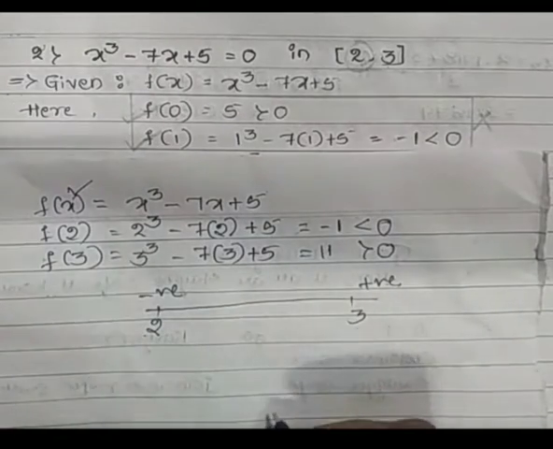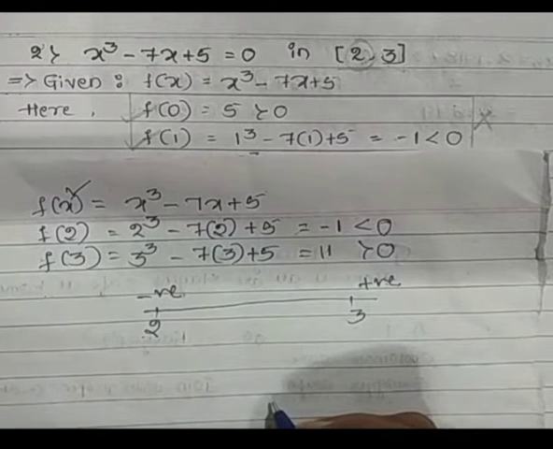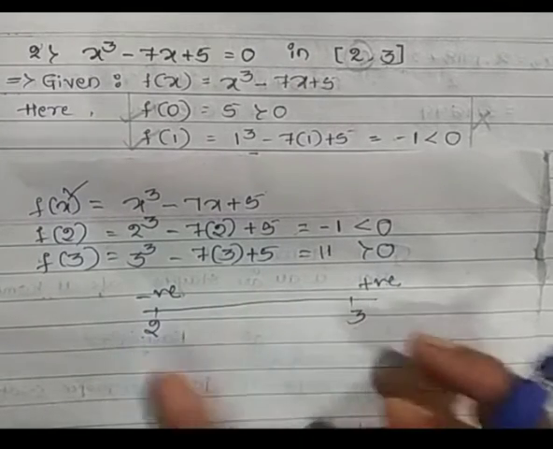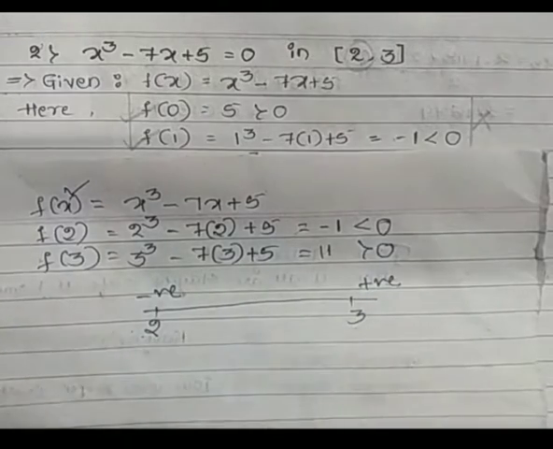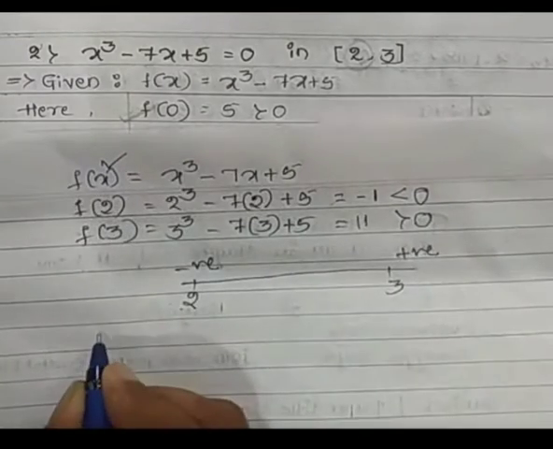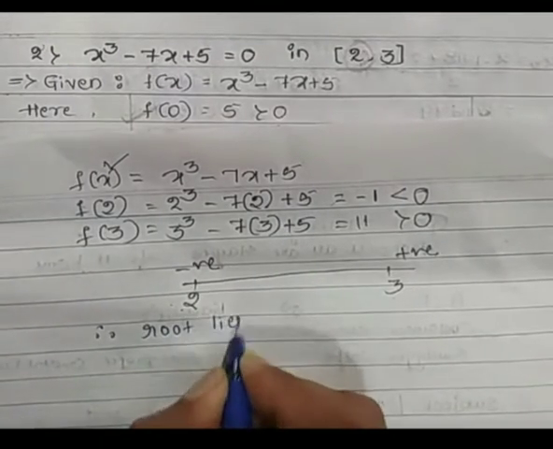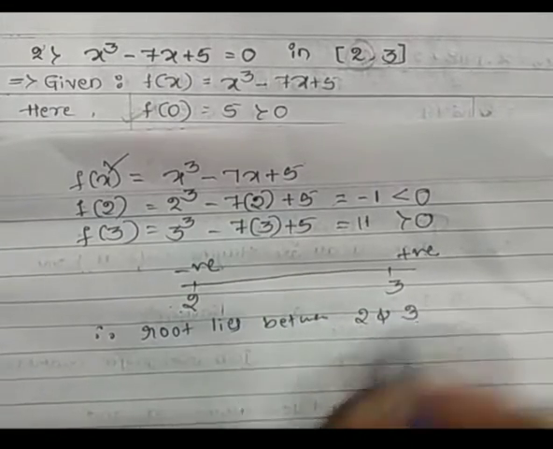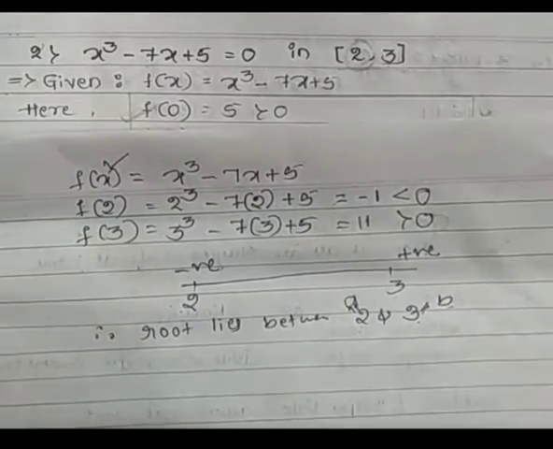It means the answer you get will be between 2 and 3. So our answer will be 2 point something. So that 2 point something value only we need to calculate. Now what answer comes in between 2 and 3, that only we need to calculate. For this we have to mention here that root lies between 2 and 3. This will be your a value and this will be your b value.